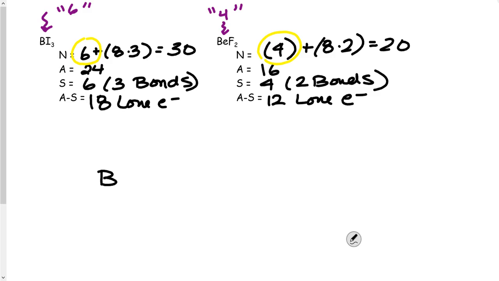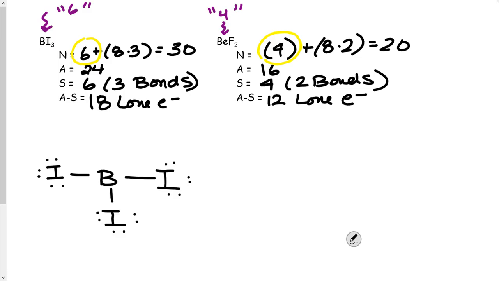Boron, central atom, 3 iodines. Iodines do happen to be halogens. And we have 3 bonds. 1, 2, 3, 18 lone electrons. Each iodine needs 6, which takes care of all 18.